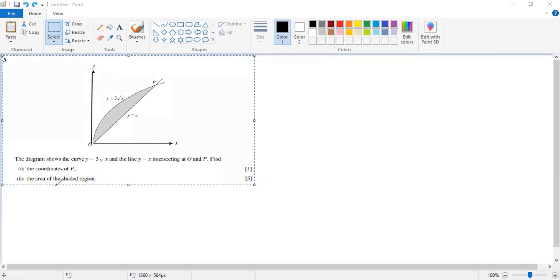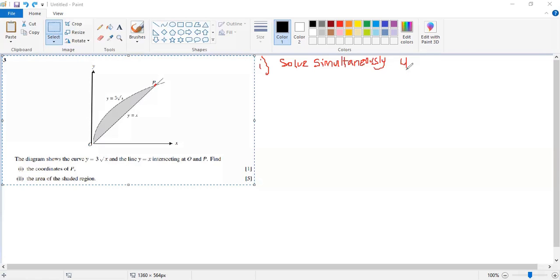See here, the first part, the coordinates of P, maybe I'll do it separately. When you talk about the coordinates of P as the intersection, what is the meaning? The two curves, this is y equals 3 root x. So the point P lies on both curves. I mean, it satisfies y and x on both curves. That's the reason why we solve simultaneously.